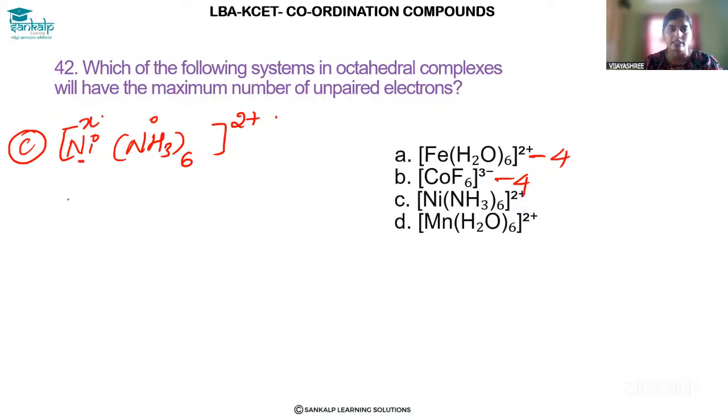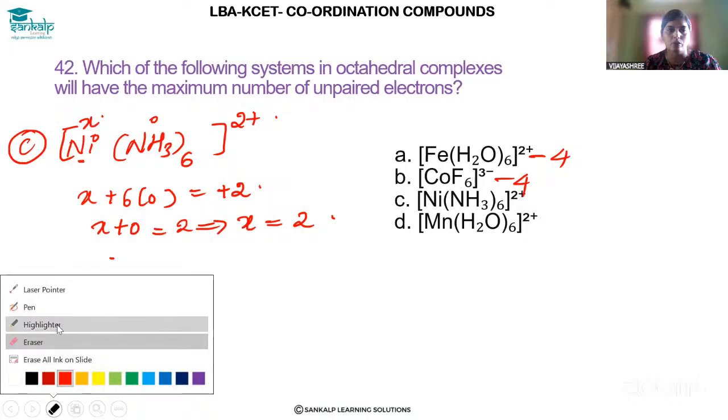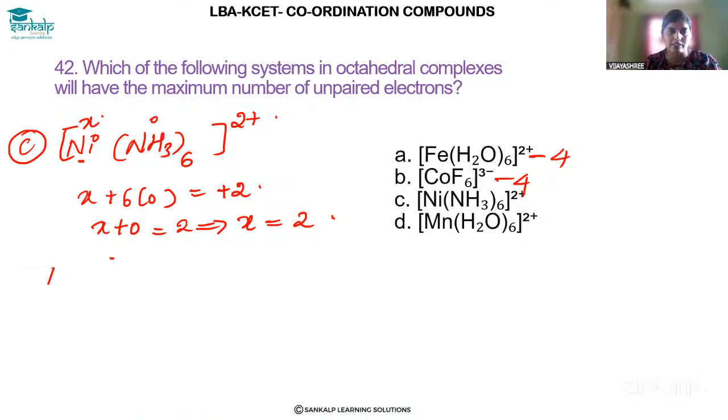Let it be X. X plus 6 times 0 is equal to +2, X plus 0 is equal to 2, implies X equal to 2. So it is Ni plus 2. Okay. First I will write the electronic configuration of neutral nickel.